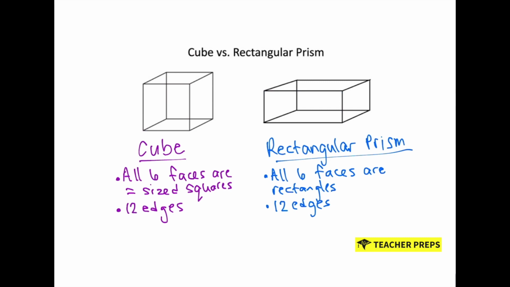The final attribute we're going to talk about is a vertice. A vertice is where the edges meet. On the front, there are 4 vertices on this cube. Pause the video and count how many vertices you see. If you saw 8 vertices, you're correct. Now pause the video and count how many you see on the rectangular prism. The rectangular prism also has 8. So the only real difference between a cube and a rectangular prism is that a cube has 6 faces that are equal-sized squares, where a rectangular prism has all faces being rectangles.